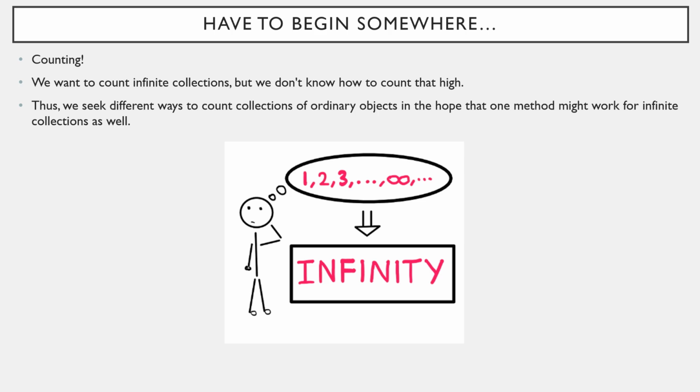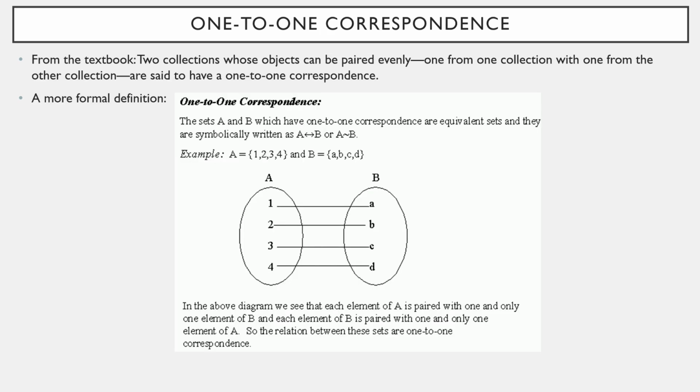What this talks about here is the idea of a one-to-one correspondence, and we're going to use this concept when we start talking about infinity. Here is the textbook definition: if you have two collections whose objects can be paired evenly, one from one collection with one from the other collection, they're said to have a one-to-one correspondence. I thought this formal definition was a little bit better, so I won't read it verbatim, but illustrate it here. It talks about two collections.